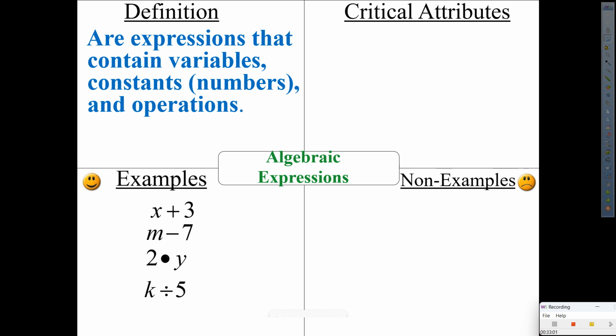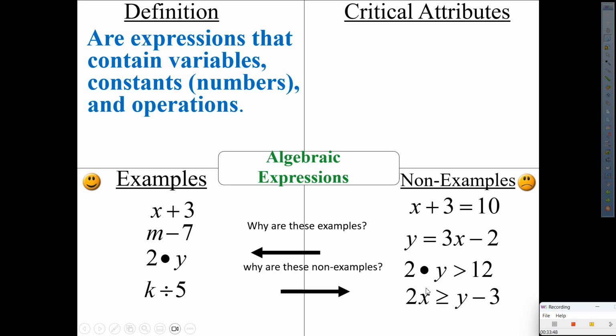So far, so good? Now, what is a non-example? What don't they look like? Look up, please. These are examples. These are not examples. Ready? Don't copy them. Look at them. Trying to be very obvious to make sure that you see expressions and what they are by themselves. Tell your neighbor why these are not expressions.